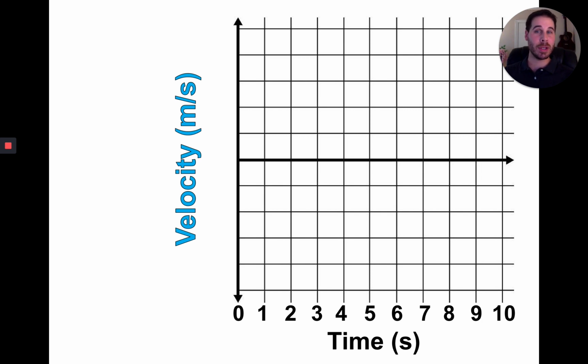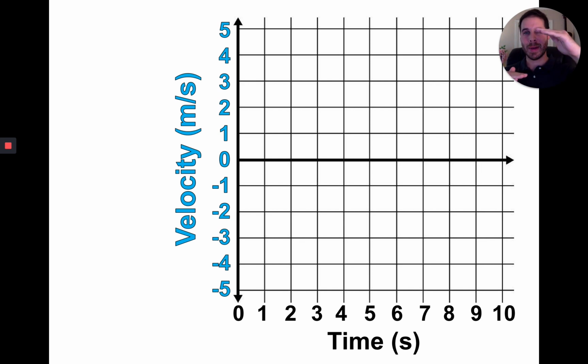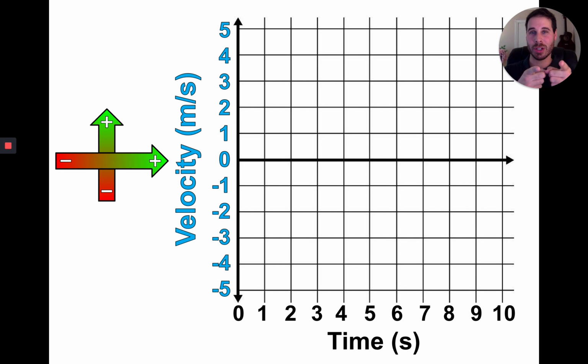So velocity is measured in meters per second, and meters per second of velocity could be positive, negative, or zero. So just like before, we're going to have 0 in the middle of our y-axis, and then we'll have positive numbers above and negative numbers below. What does it mean to have a positive or negative velocity? Well, that means you're either traveling in the positive direction, which in physics usually means up and to the right. And what does a negative velocity mean? That means you're typically moving in the negative direction, so to the left or downward.